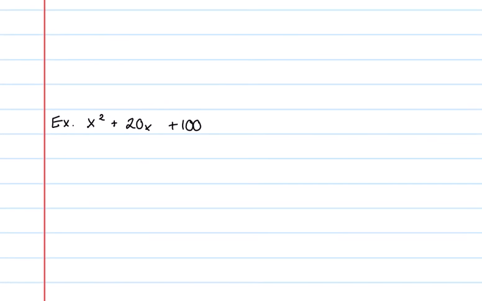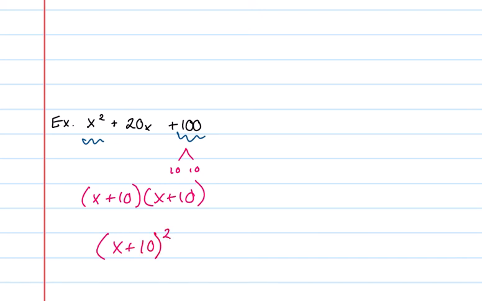Next problem here. I see a 100, I see an x squared, and I recognize this is a perfect square trinomial. So if I am to factor it, I can go about the regular way. What are the factors of 100 that add to a positive 20? That would be a positive 10, positive 10. So yes, it's x plus 10 times x plus 10, but that's not how we're going to write it. We're going to write it as x plus 10 squared. We're factoring that perfect square trinomial.